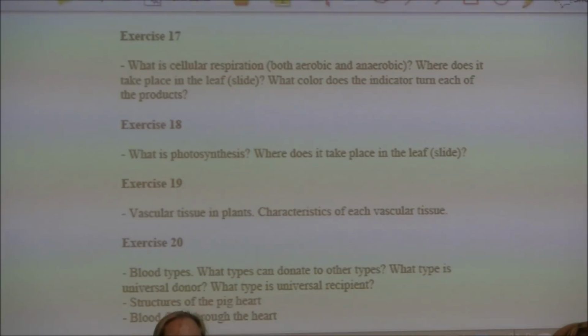Then you have this last little bit that says, what color does the indicator turn for each of the products? Okay? This was when you had the three setups, the human, the peas, and the yeast. And you put bromothymol blue into it. What color did it turn? Green. It turned green. So what does the green color indicate to you? The indicator turned green. What does that mean?